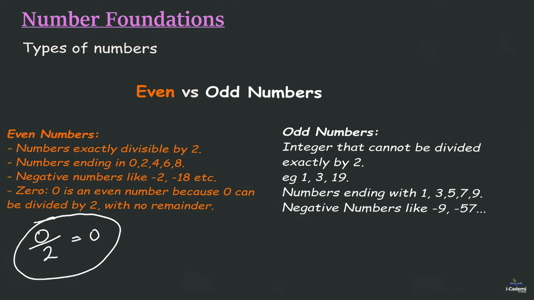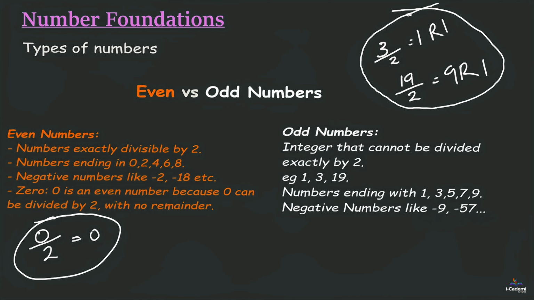Odd numbers, by contrast, are any integers that cannot be divided exactly by 2. When you divide an odd number by 2, it always leaves a remainder of 1. For example, 3 divided by 2 is 1 remainder 1, 19 divided by 2 is 9 remainder 1. The last digit of an odd number, especially large odd numbers, always ends in 1, 3, 5, 7, or 9. That is, smaller odd numbers less than 10. Just like even numbers, negatives are included in odd numbers. Numbers such as -1, -3, -9, -57 are all odd numbers.